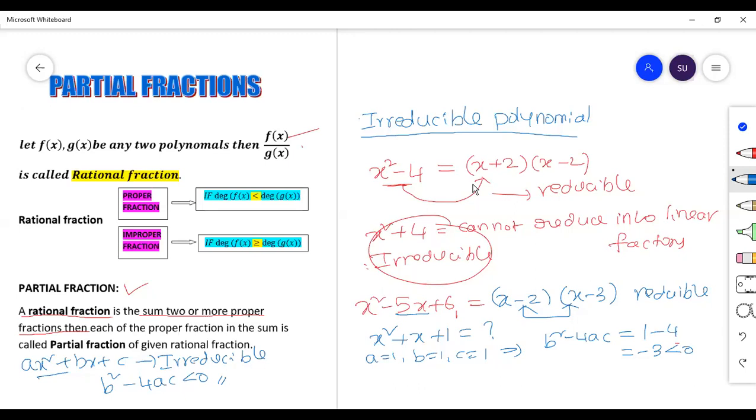In the next video I will explain the different forms to reduce into, or resolve into, partial fractions.